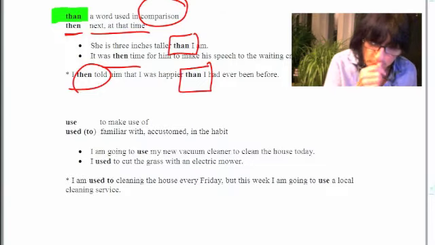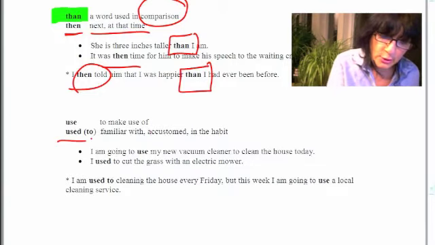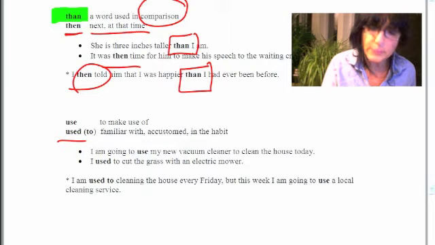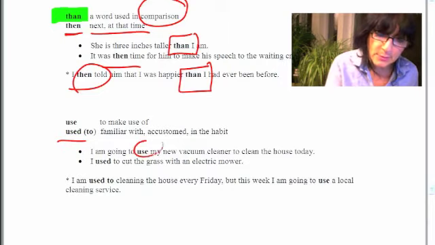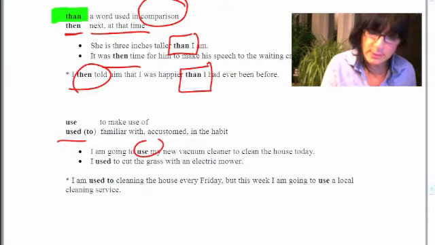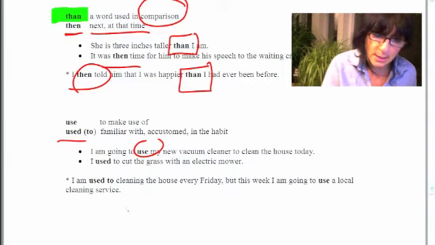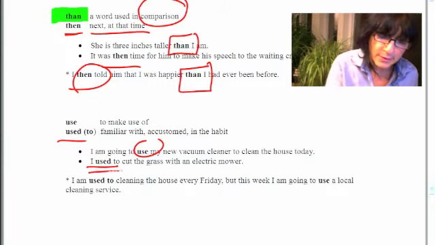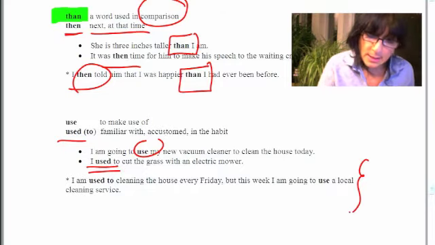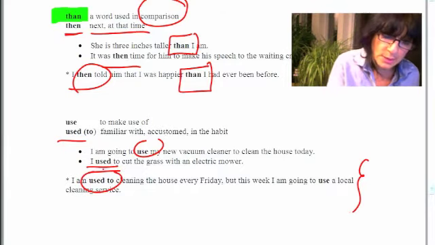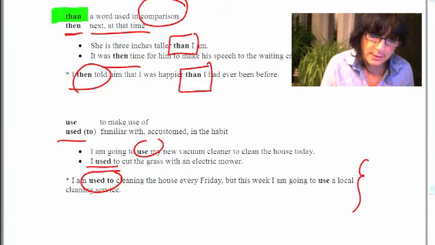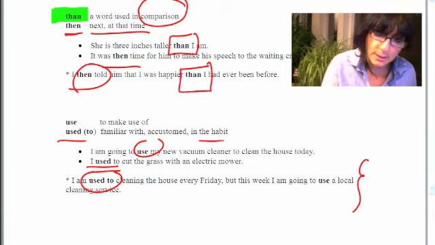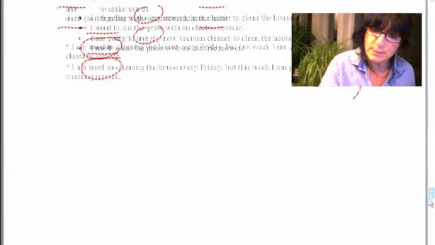Use and used to. Use means to make use of, and used to means you're familiar with, you're accustomed, you're in the habit. Examples: I'm going to make use of my new vacuum cleaner to clean the house today. Or I used to cut the grass with an electric mower, means you were in the habit, you were familiar with, it's something you used to do in the past. An example with the to: I am used to cleaning the house every Friday, so it's a habit of yours. But this week I'm going to use a local cleaning service, meaning to make use of.